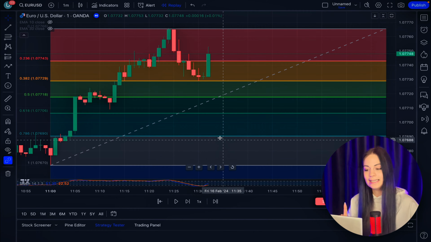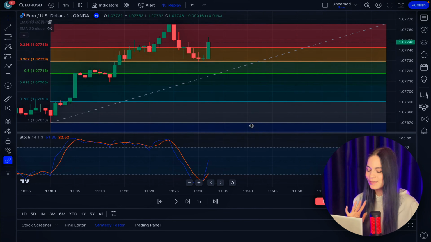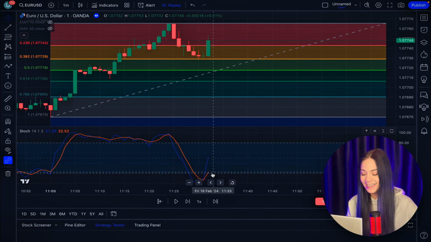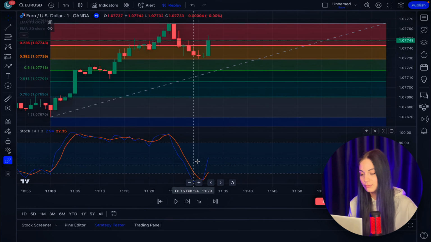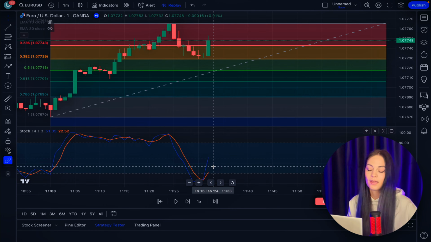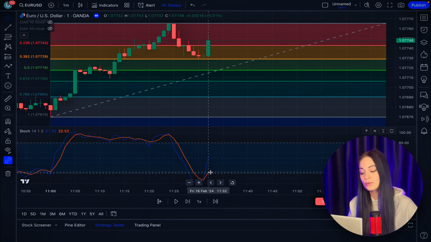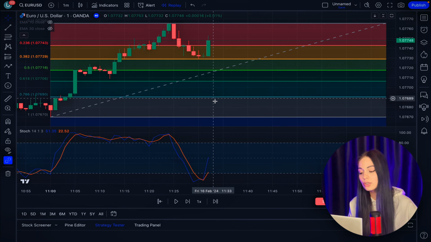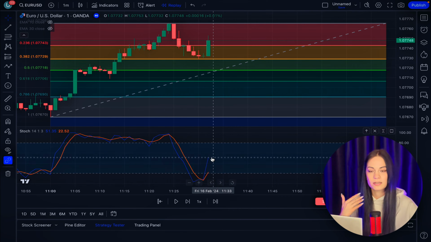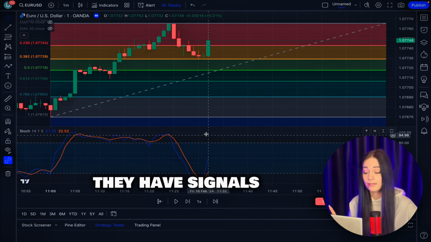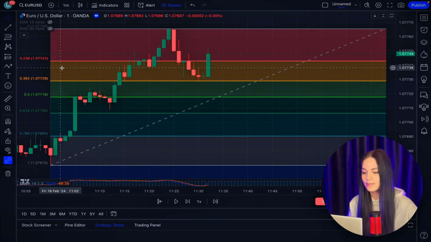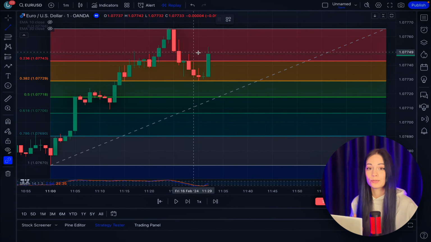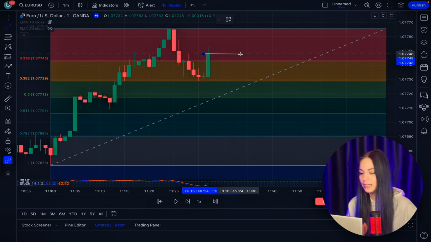In most cases, yes, but additionally, of course, I'm going to use additional instruments, and for example, that's going to be stochastic. I already added it to the chart, and we see the signal from stochastic. We see that the price went to the level of oversold, and this candlestick is connected to the stochastic at the same time. They have signals and all the lines looking up, and this is a signal for an uptrend. When we have all of those confirmations, only then we can enter into a deal.